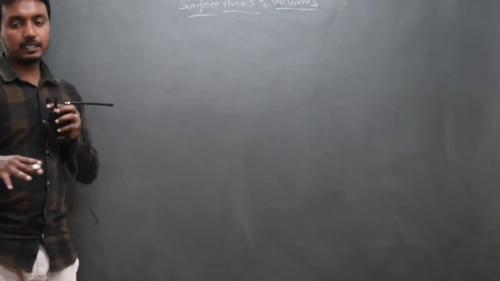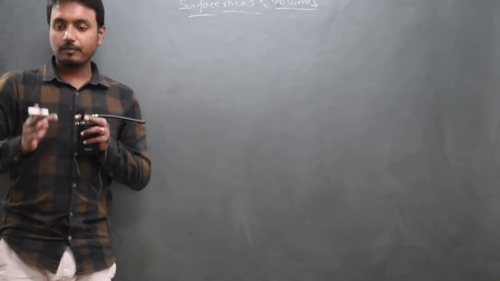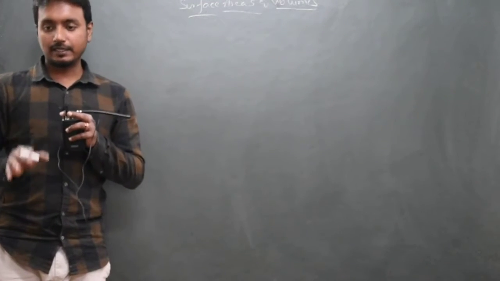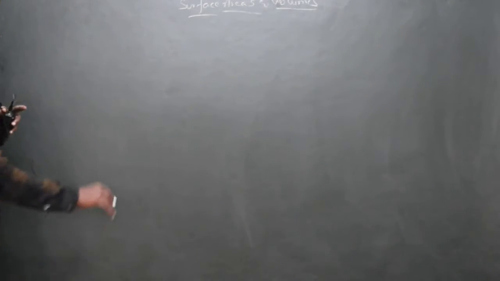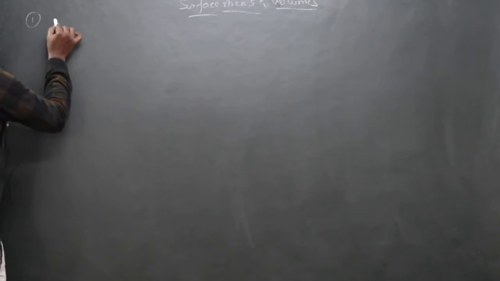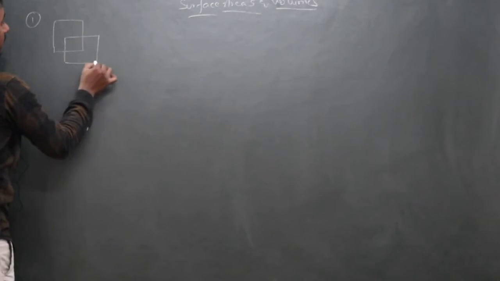So in their surface areas and volumes, you'll be learning about a cube, a cuboid, a sphere, a hemisphere, a cone and a cylinder. What are they and how about them? We'll just look at them now. Okay. Now for example, you're talking about a cube. A cube is something like this.